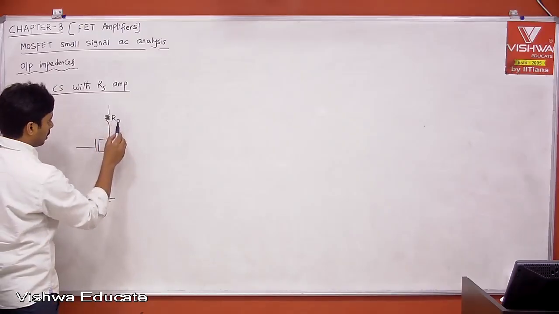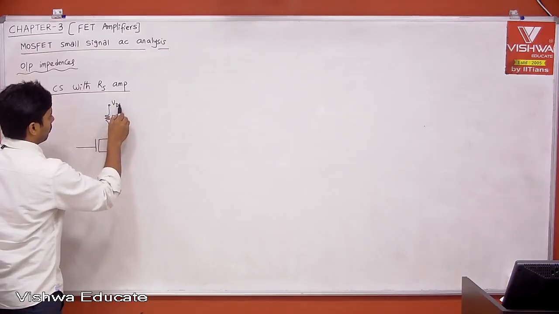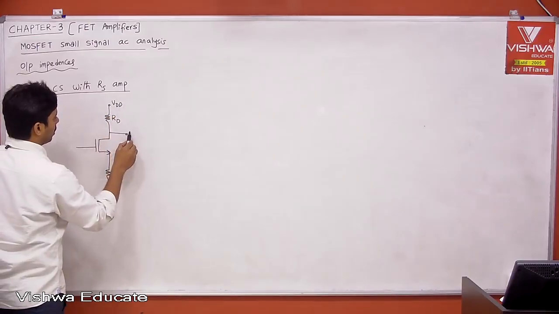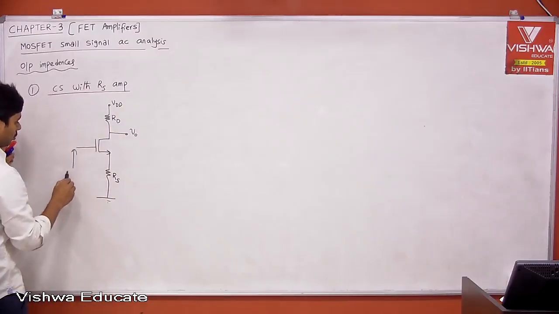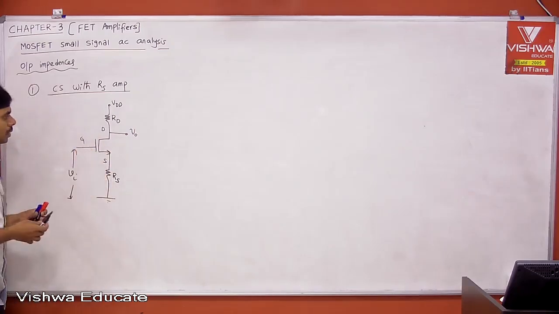This is RD, RS, VDD, and this is your output voltage V0, and this is the input voltage Vi. Okay, this is drain, gate, source. Now, what is the definition of output impedance?